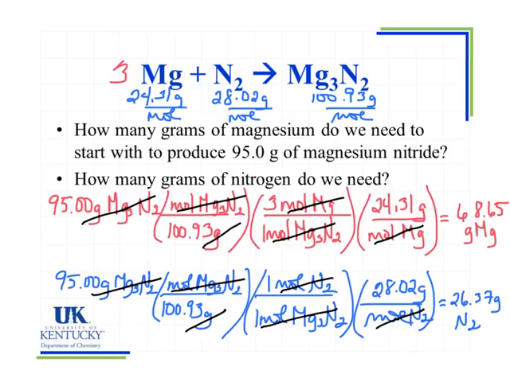I was given a single product. And so what we've actually calculated here are the stoichiometric amounts. If I were to mix exactly 68.65 grams of magnesium with 26.37 grams of nitrogen, what I would find is that both of the reactants would be completely consumed. I would not have an excess or a limiting reagent because both of these amounts were calculated based on producing the 95 grams of magnesium nitride.